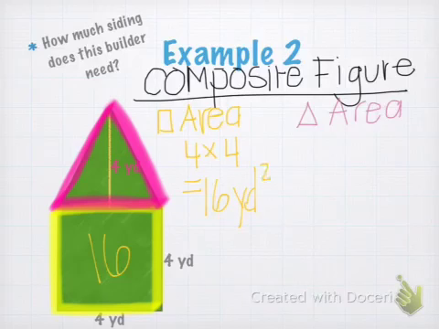And now we can find the area of our triangle. So our formula for the area of a triangle is 1/2 your base times your height.